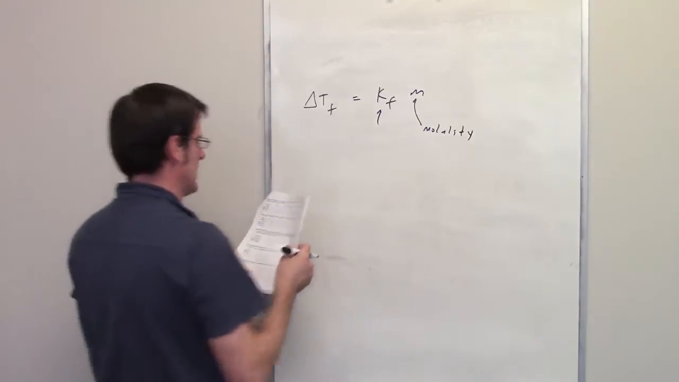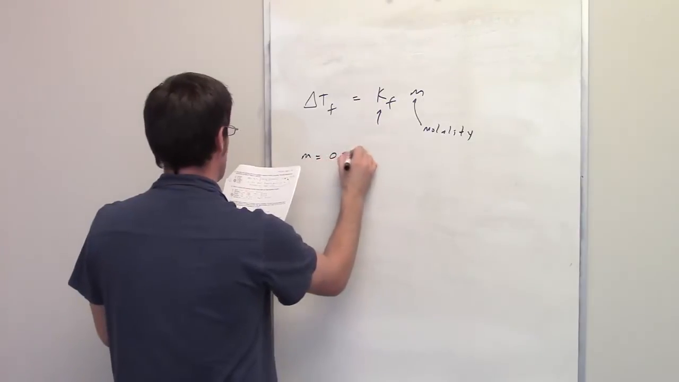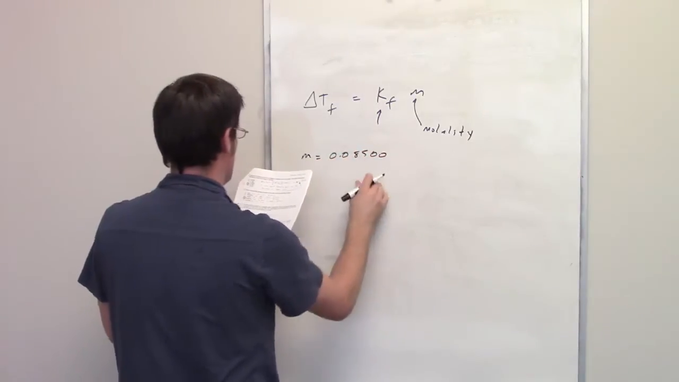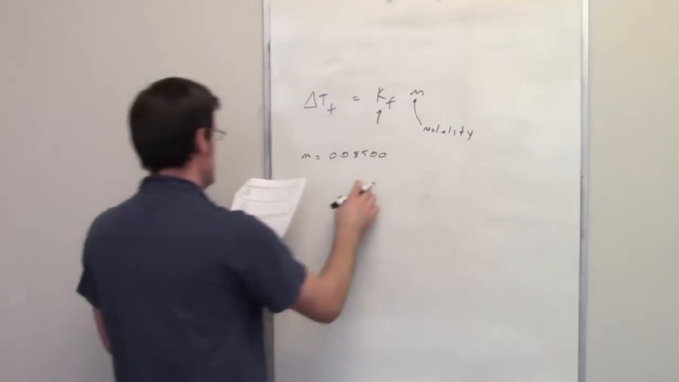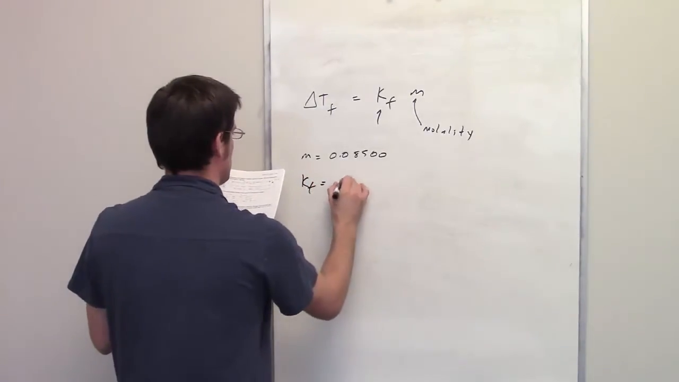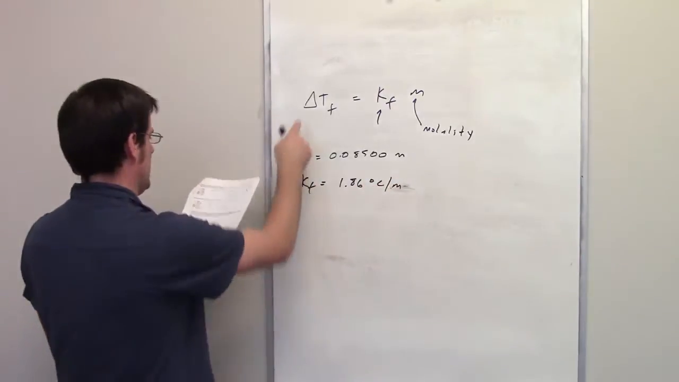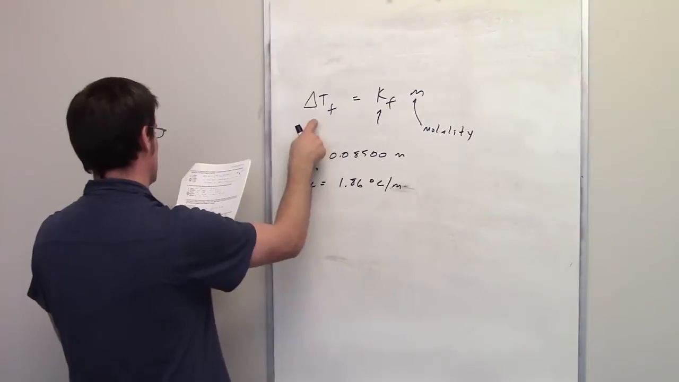So in the problem it gives us the molality, M, as being 0.08500 for an aqueous solution of glucose. It then gives us the molal freezing point depression coefficient, or constant, as being 1.86 degrees C per molal. And then it asks us what delta T ends up being.